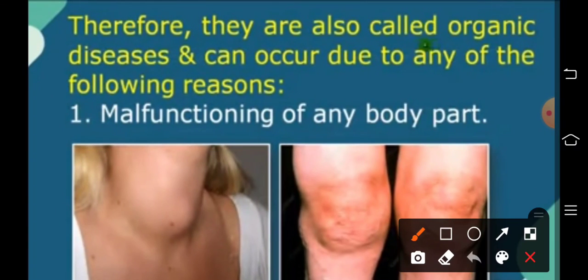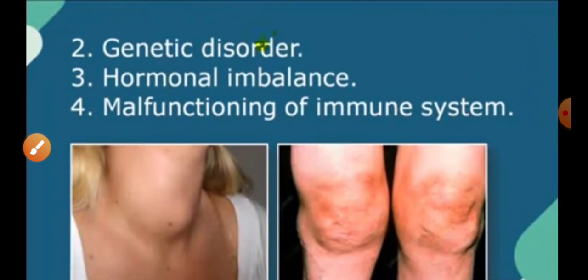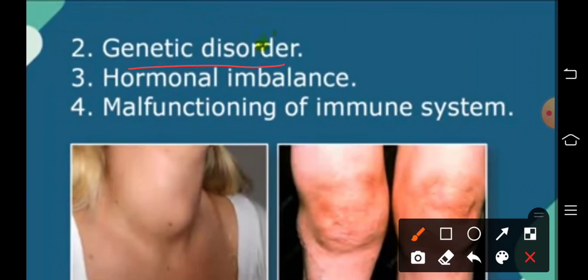Therefore, they are also called organic diseases and can occur due to any of the following reasons. This goiter and this arthritis are caused by the following reasons. First of all, malfunctioning of any body part, meaning deficiency, they are not getting proper or adequate amount of food or balanced diet. Genetic disorder means that the disease comes from their parents. Hormonal imbalance, due to the imbalance of the hormone. Malfunctioning of the immune system. If your immune system is not working properly, then you will suffer from these kinds of disease also.